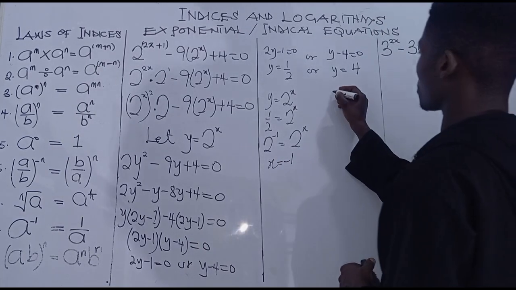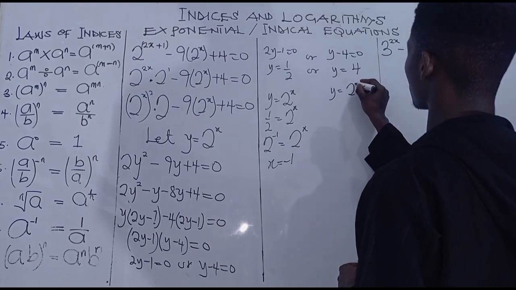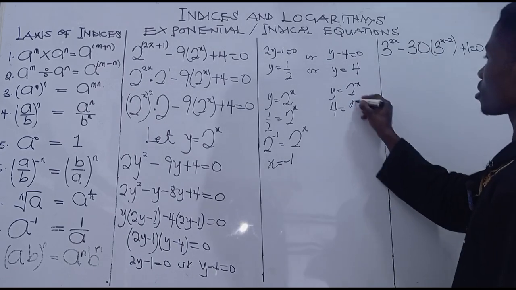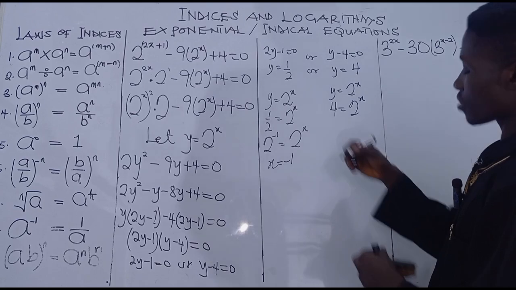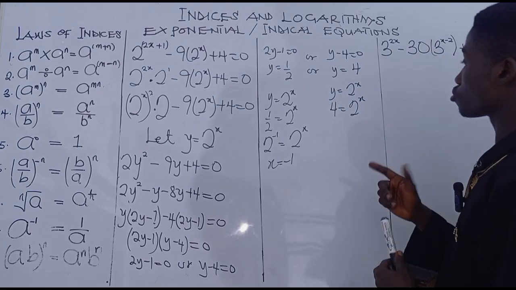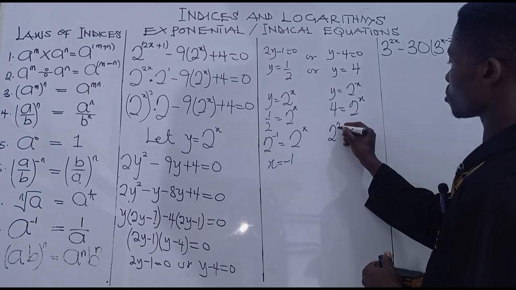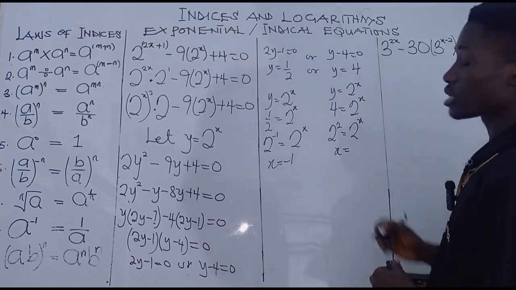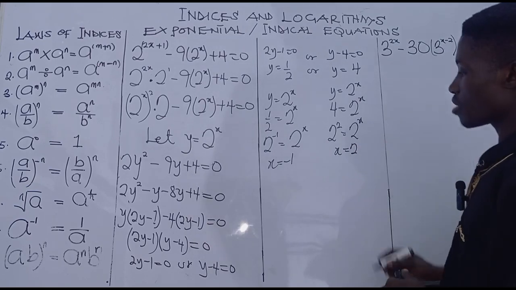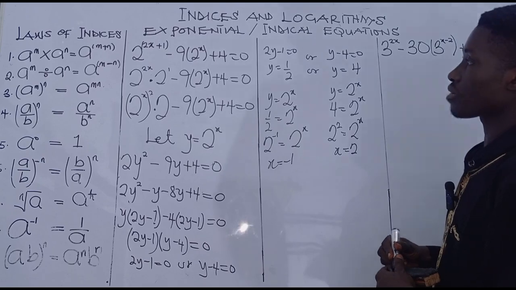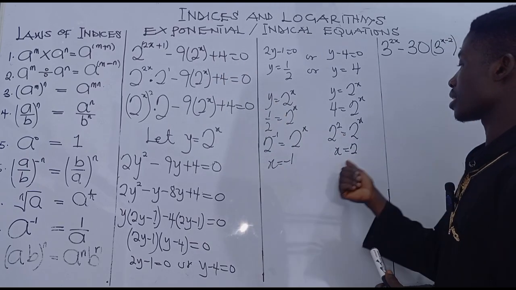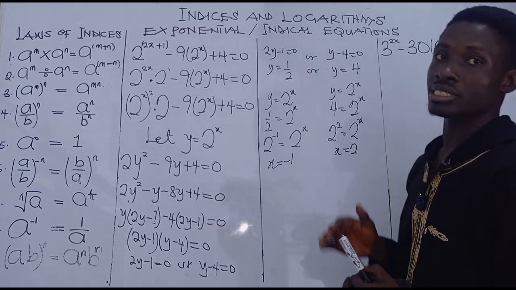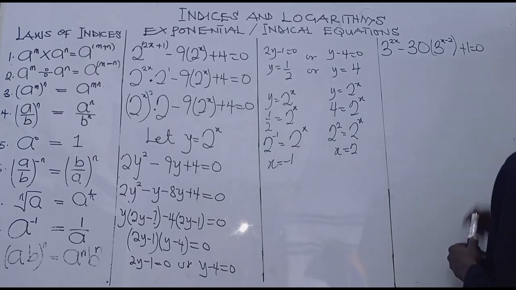Now let's look at this one. We also said that y is equal to 2 raised to the power x from here. And then our y is equal to 4. So we have 4 is equal to 2 raised to the power x. Now let's write 4 in index form to a base of 2. So we can have 2 raised to the power 2 is equal to 2 raised to the power x. And once the bases are the same, we equate their exponents. So therefore, the values of x that satisfy these equations are minus 1 and positive 2. Very, very easy. Let's look at our last example and then bye-bye.